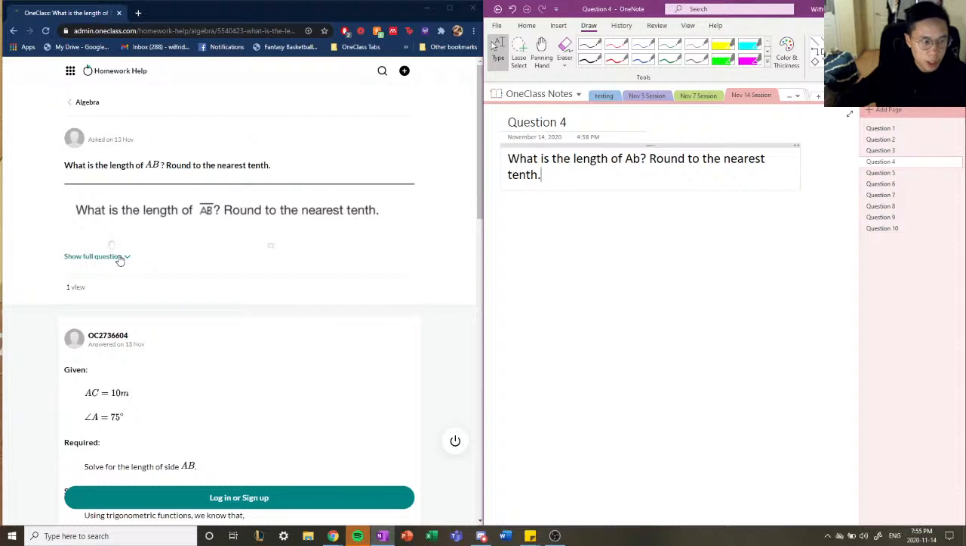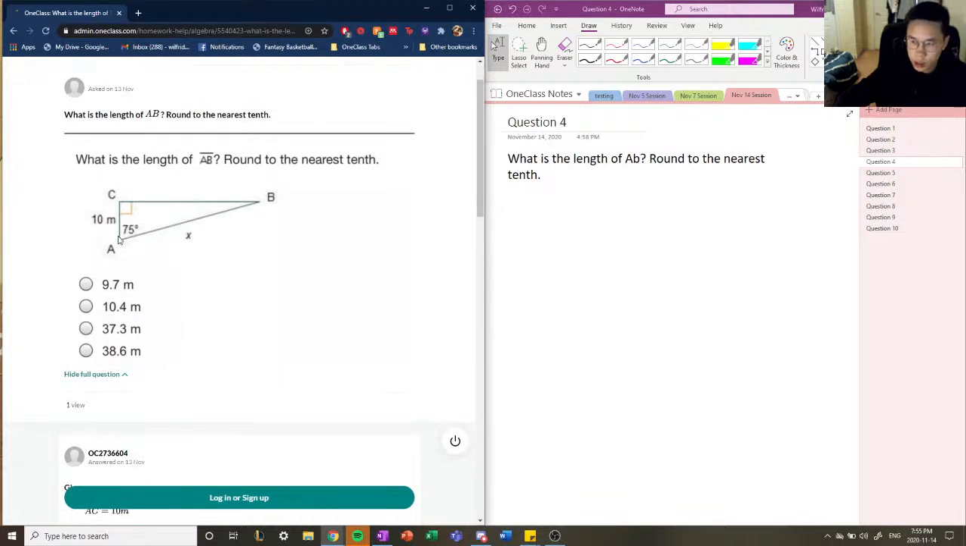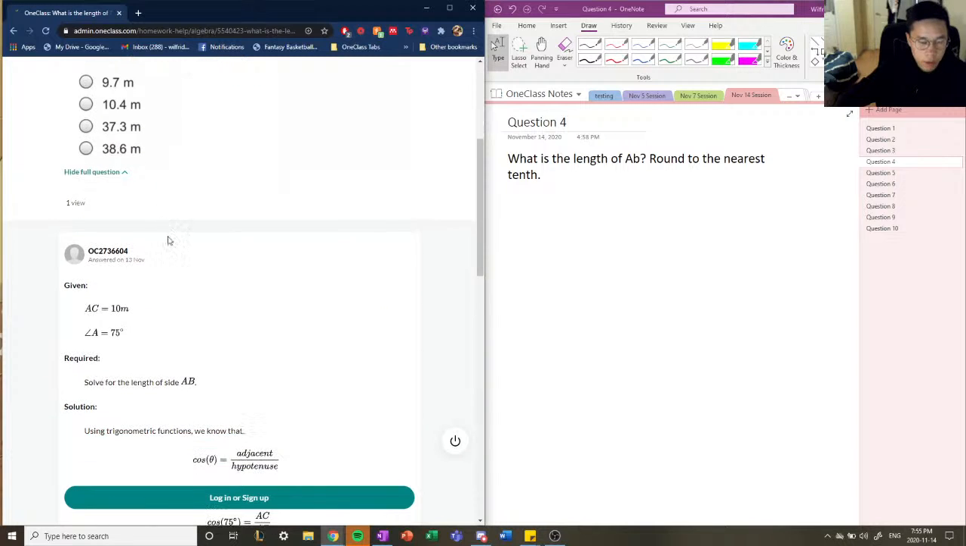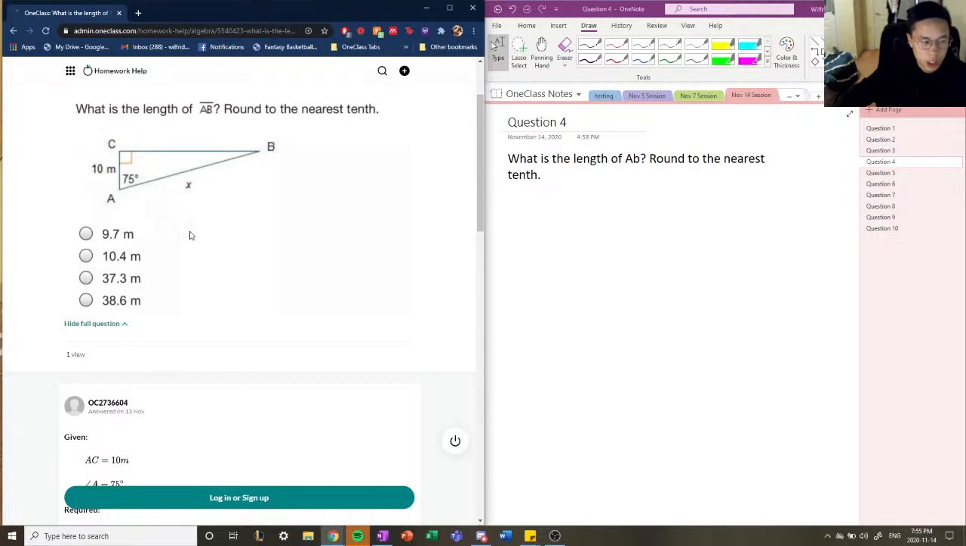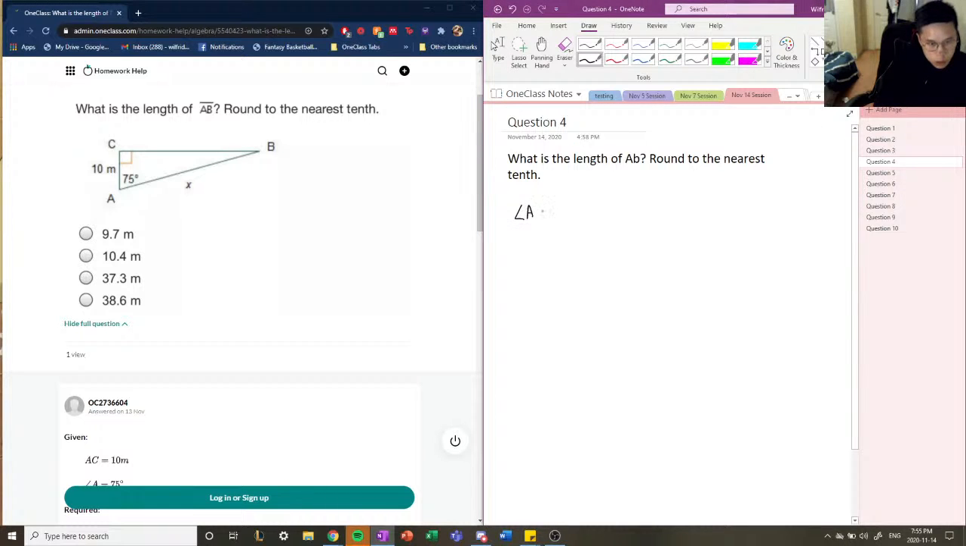What is the length of AB rounded to the nearest tenth? They also included a diagram here. This is a right angle triangle with sides A, B, and C. They also included an angle of the triangle and the length of AC. So we're going to use our trigonometric properties. Since this is a right angle triangle, we can use cosine, sine, and tangent to our advantage here. Let's say that this 75 degrees at ACB is equal to theta, and theta equals 75 degrees.